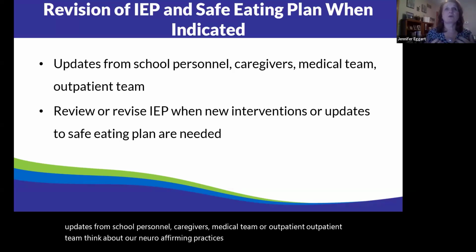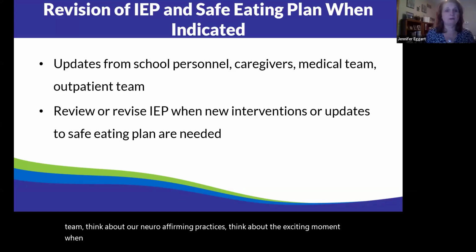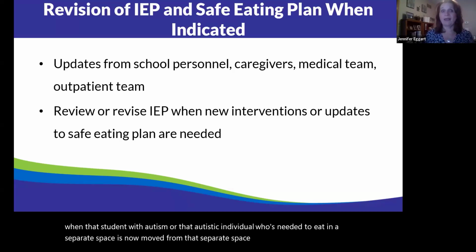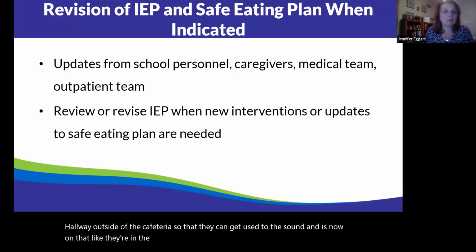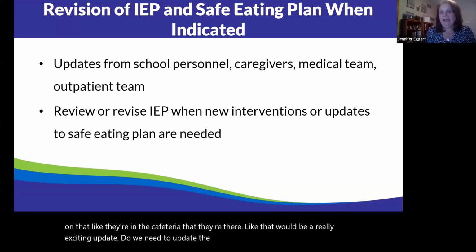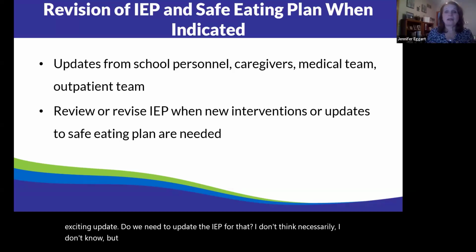Think about the exciting moment when that student with autism, or that autistic individual who's needed to eat in a separate space, is now moved from that separate space to eating in the hallway, outside of the cafeteria, so that they can get used to the sound, and is now in the cafeteria. They're there. That would be a really exciting update. Do we need to update the IEP for that? I don't think necessarily. I don't know. But those sorts of things are minor, but there can be big things too that occur, right?